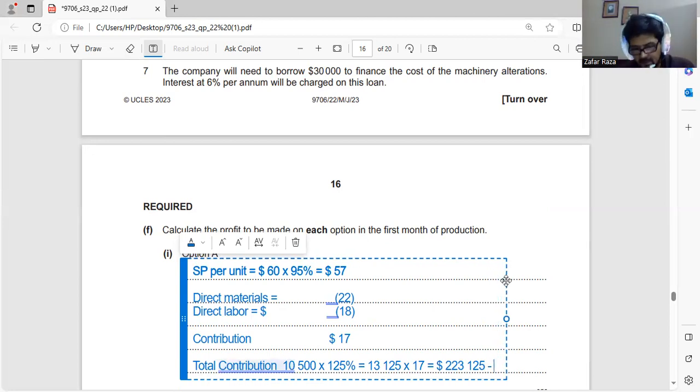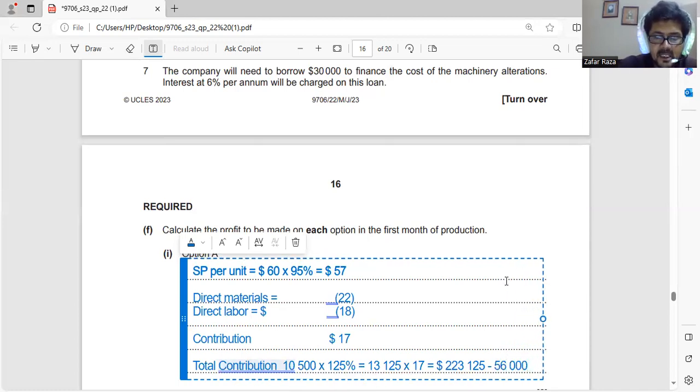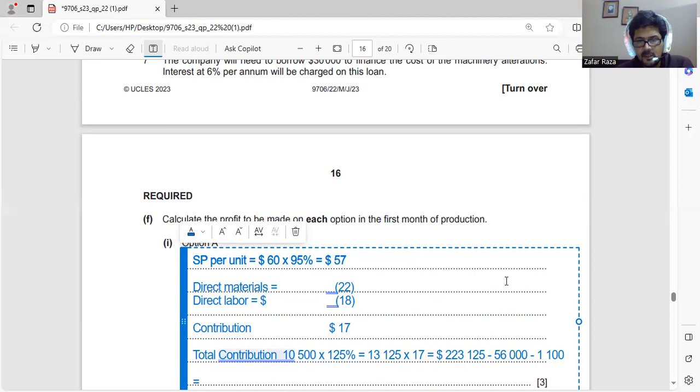Now, what we have to deduct here? We have to deduct fixed cost, because I think they are not changing. The fixed cost is same, 56,000, and marketing cost of 1,100. So the profit would be 223,125 minus 56,000 minus 1,100 advertising. So that is $166,025. Okay, this is option A.